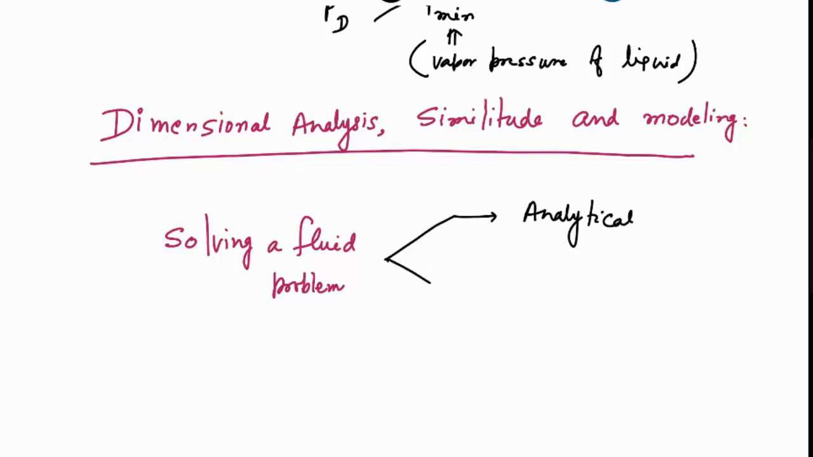Another approach to solve the problem is by experiment. So what you do is, you do an experiment. In those cases, you can find what is the output from the experiment, and based upon that, you can solve the problem. You also have one more approach, something called numerical modeling.